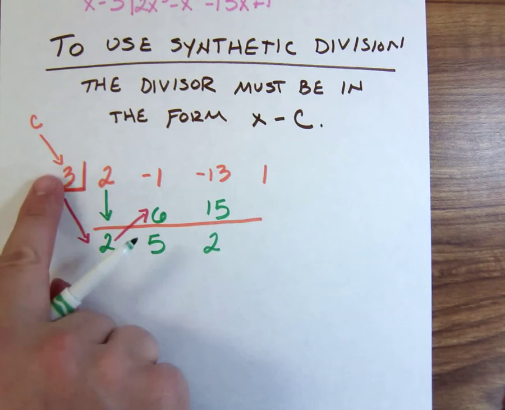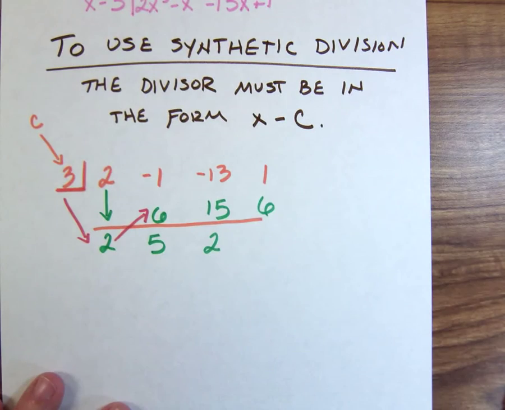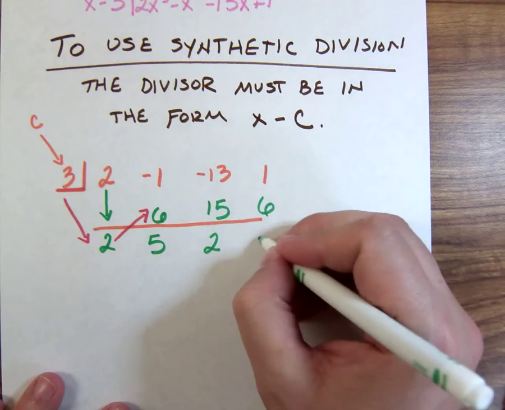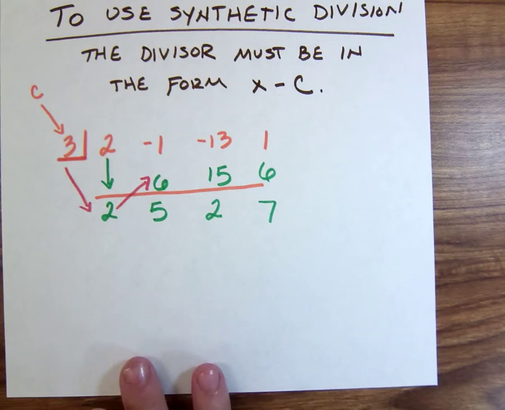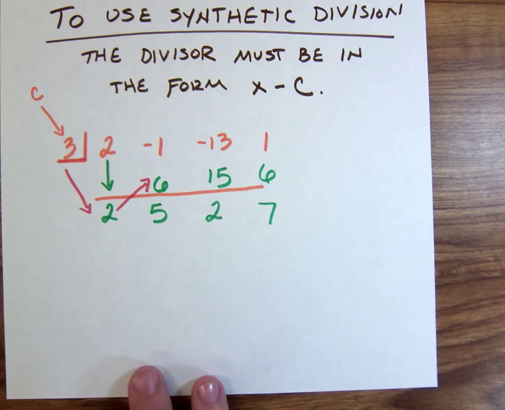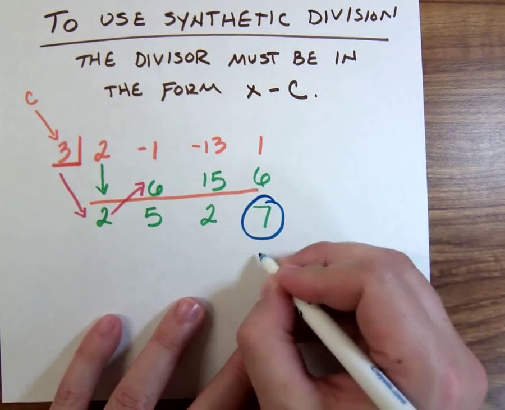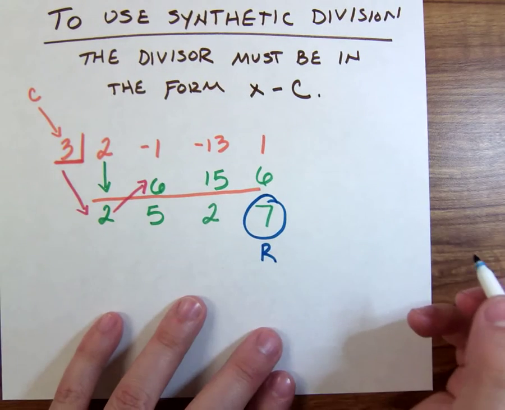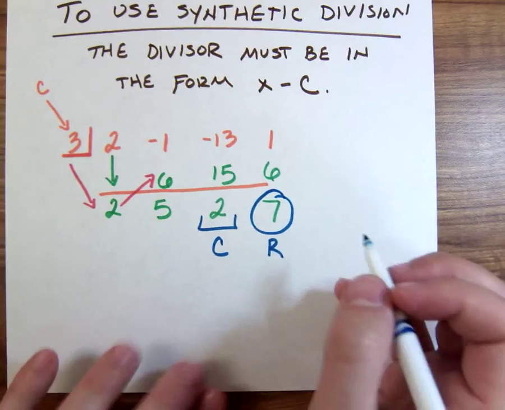Okay, then we go again. 3 times 2 is 6. And we add this last column, which is 7. Okay, we've reached the end, so we're done with synthetic division. This is the order every single time. The last number here is the remainder. This number is the constant, the plain old number.